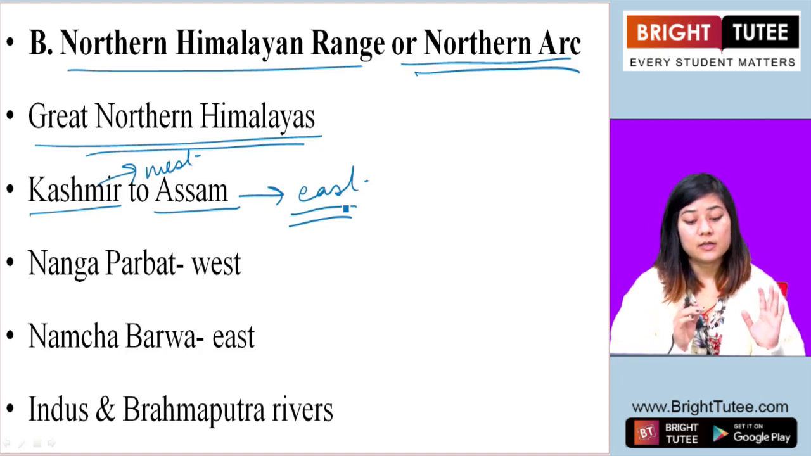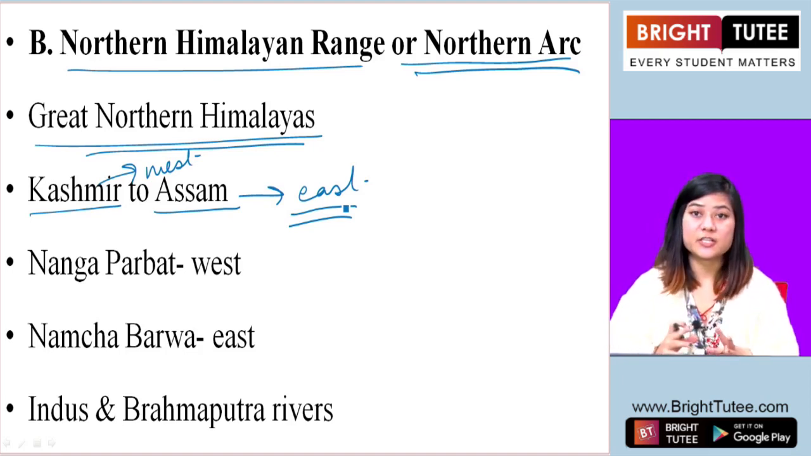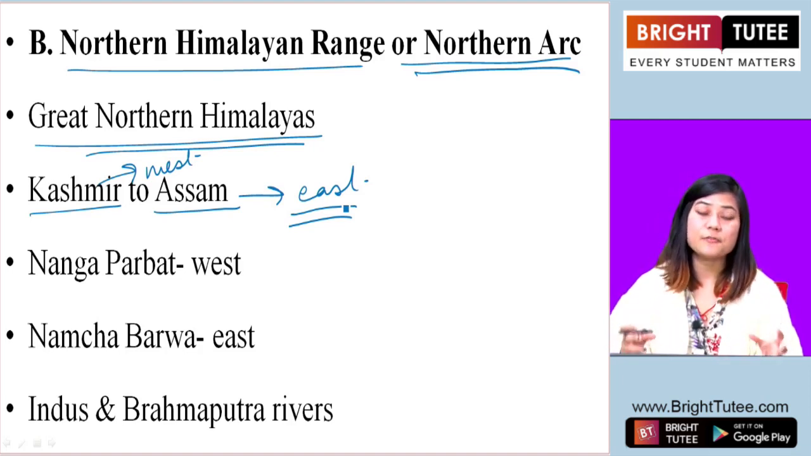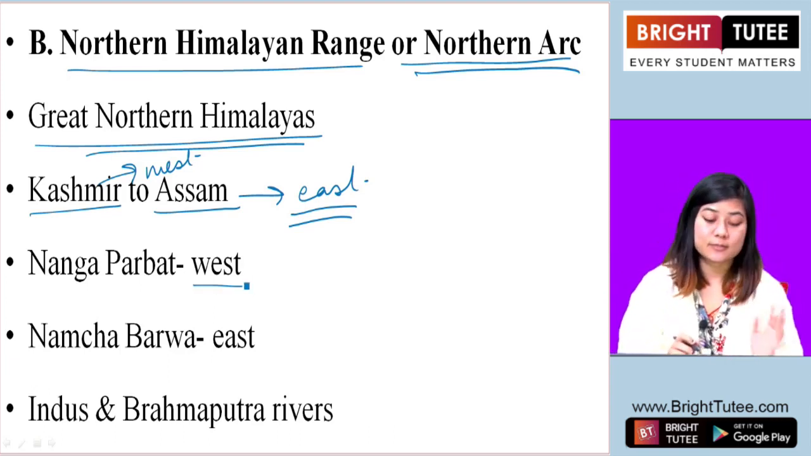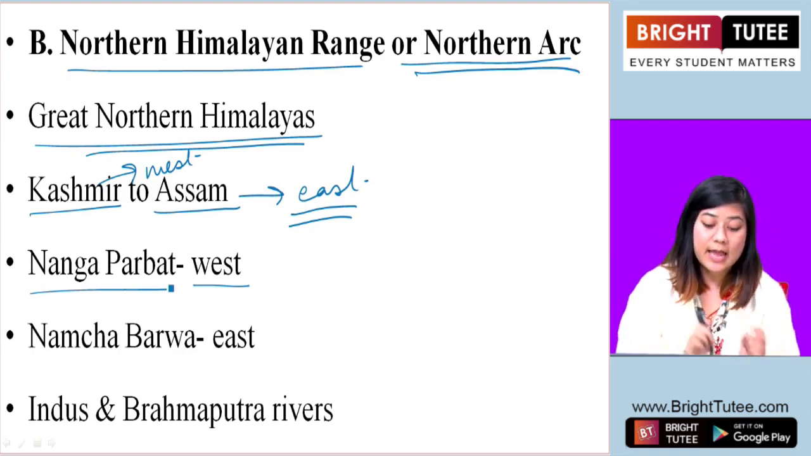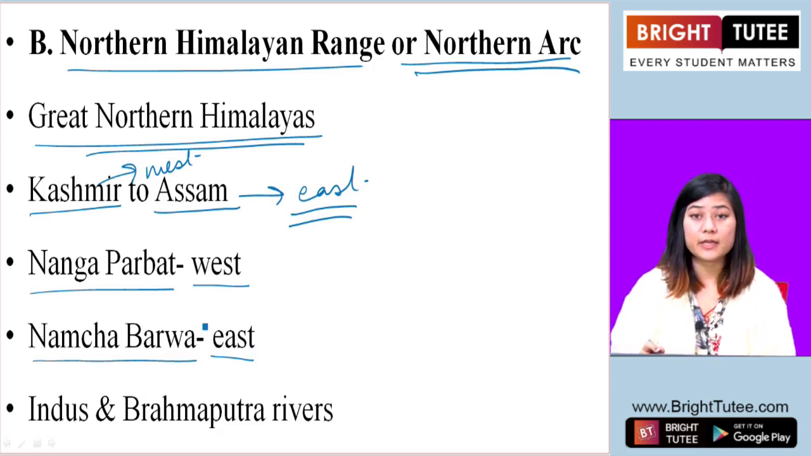Now, this Himalayan range is again bordered by other smaller ranges. Okay, in the west it is bordered by Nanga Parvat, which is towards Kashmir, and in the east it is bordered by Namcha Barwa.